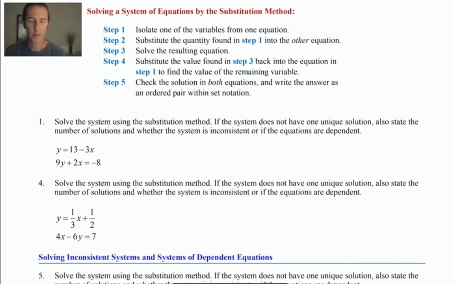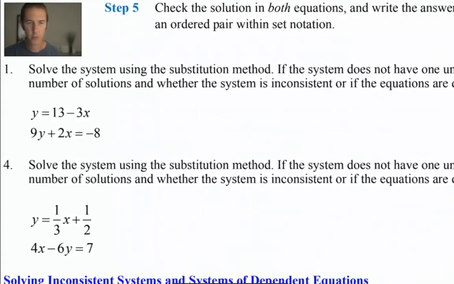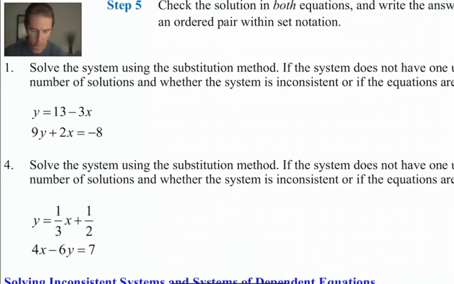I'm going to jump right into problem number 1 and solve using substitution. One thing that I like to do when I'm working with systems of equations is to number my equations. So I'm going to call this number 1 and number 2. Sometimes you'll see them labeled as A and B. And when we get to systems of 3 equations, I'll call them 1, 2, and 3. Others will call them A, B, and C.